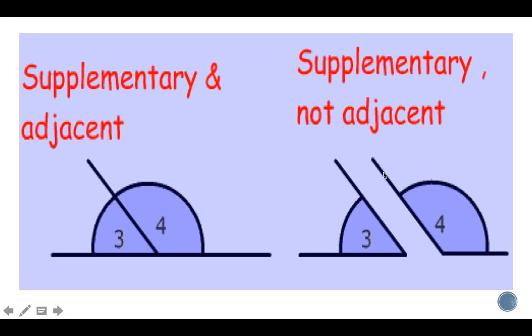Now non-adjacent. That means they don't have a common side and the angles are different. They don't have a common vertex. That's why it's called non-adjacent or not adjacent. So in order to be adjacent, it should share the same line and it should have the same vertex. The two angles should share the same vertex and same side. Good.